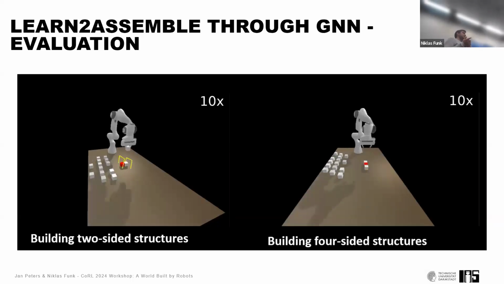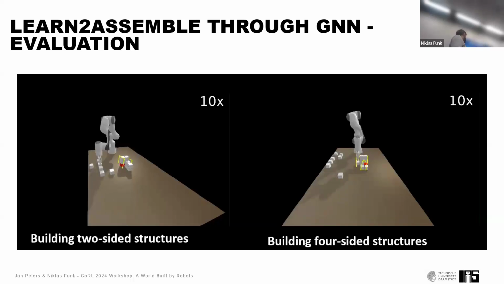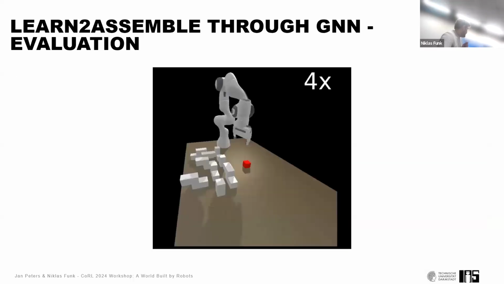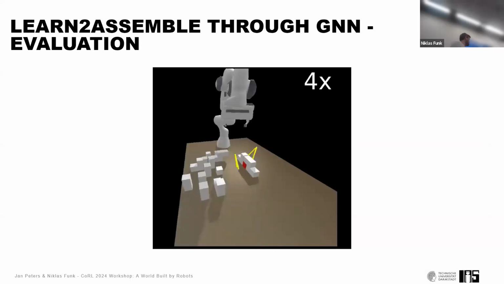So the trick is, because in this graph-based representation all of the operations are local, this representation can seamlessly generalize to building 2-sided structures, 4-sided structures, and also different numbers of building blocks. And as you can see in this video, because of this node-based representation, we can also deal here with more irregular building blocks.